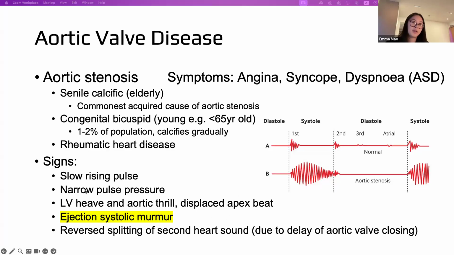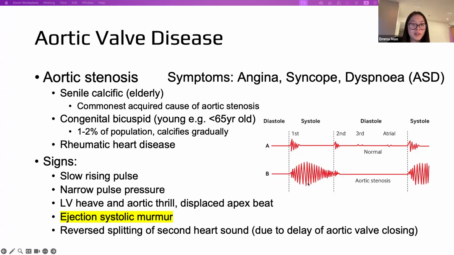So the signs are slow rising pulse, a narrow pulse pressure, a left ventricular heave and aortic thrill, deep displaced apex beat, and then an ejection systolic murmur. So here's the picture here, and it's a systolic murmur. And then I'm not sure if this is often heard, but reverse splitting of the second heart sound. And the symptoms for aortic stenosis are angina and then syncope and also dyspnea, so shortness of breath. And the severity is often in that order. So if they're getting short of breath, it's often getting worse.